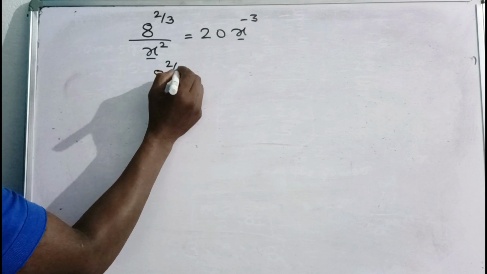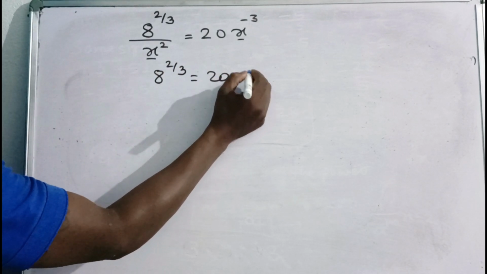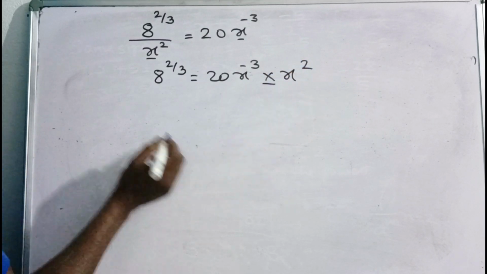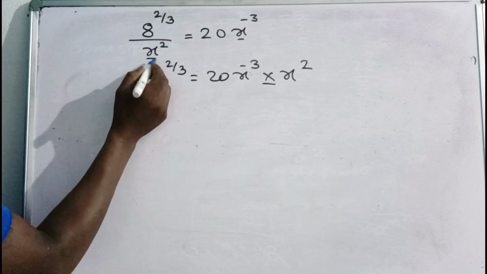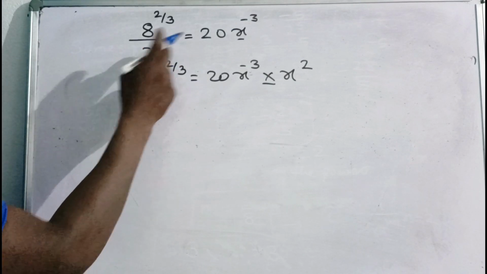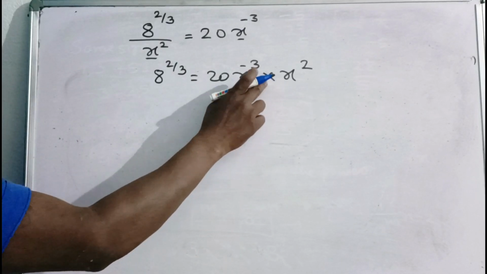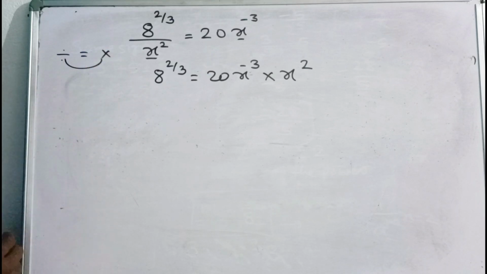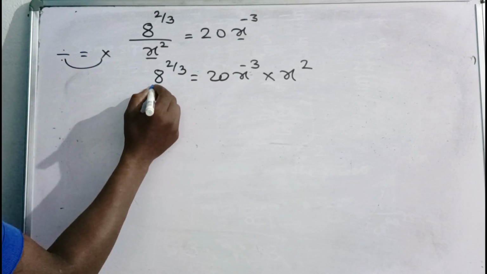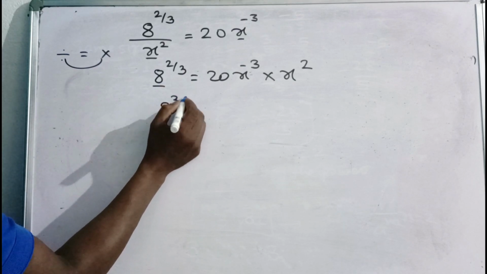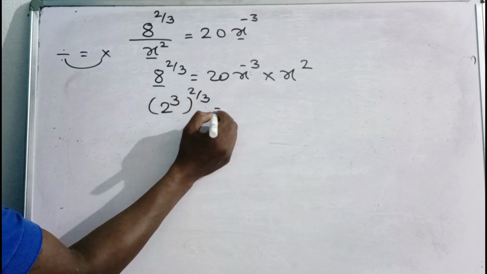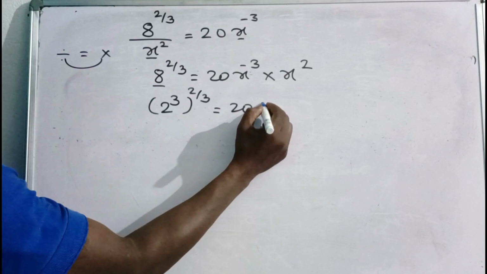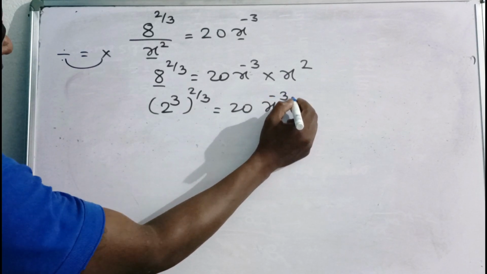8 raised to the power 2 by 3 is equal to 20x raised to the power minus 3 into x square. Why into? This is a left hand side. This is in division. When it goes to the right hand side, it goes to in multiplication. अगर डिवीजन में है तो साइड चेंज करते टाइम मल्टीप्लीकेशन. 2 raised to the power 3 raised to the power 2 by 3 is equal to 20 x raised to the power minus 3 plus 2.